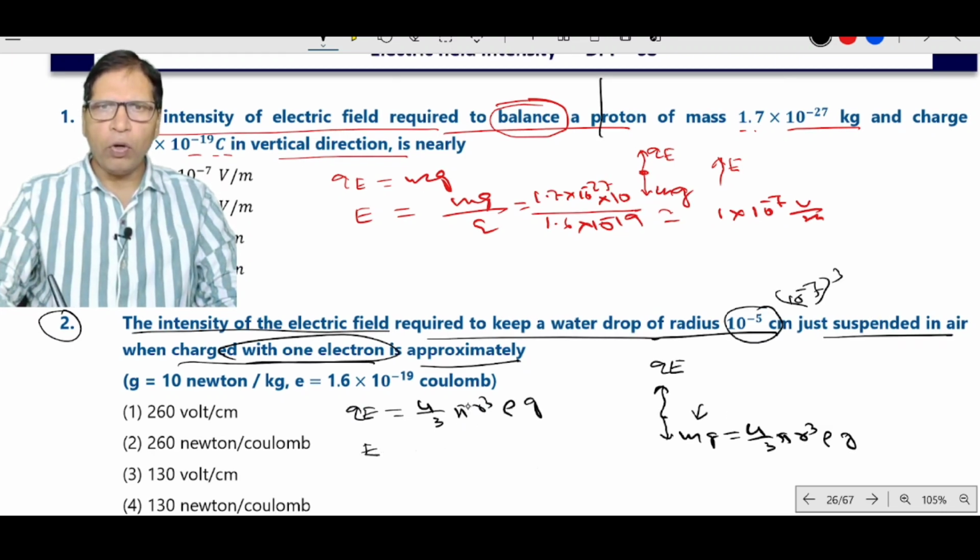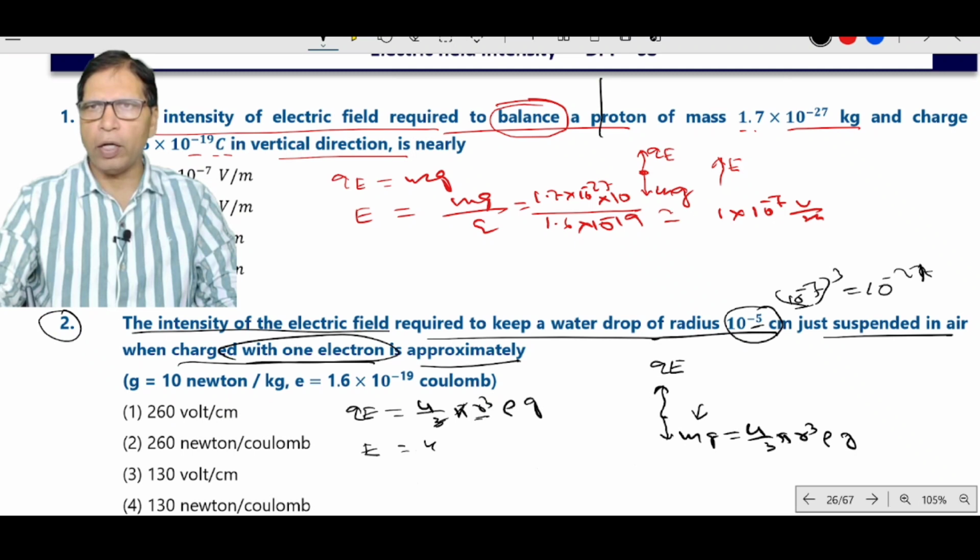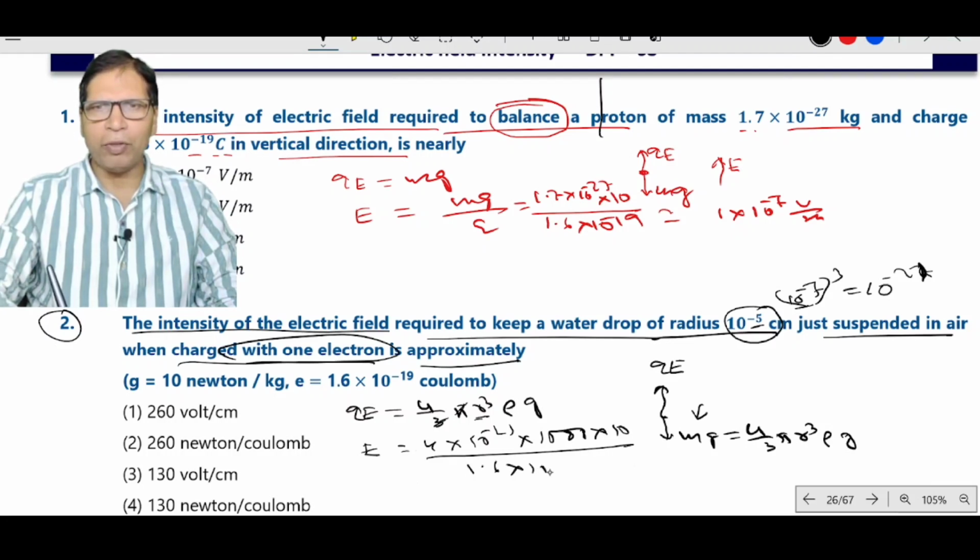Therefore E equals, pi and 3 roughly cancel out, so E equals 4 r cube. R cube means the radius 10 to the power minus 5, that is 10 to the power minus 7 meter, whole cube. So this is 10 to the power minus 21. Rho is 1000, g is 10, divided by 1.6 into 10 to the power minus 19.